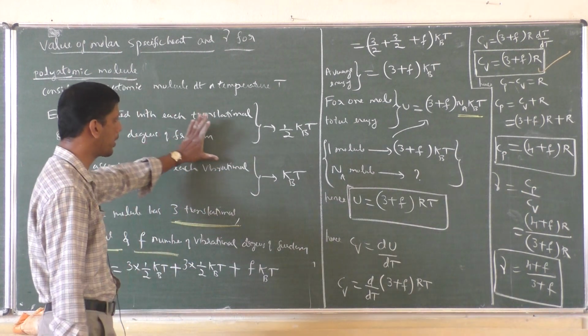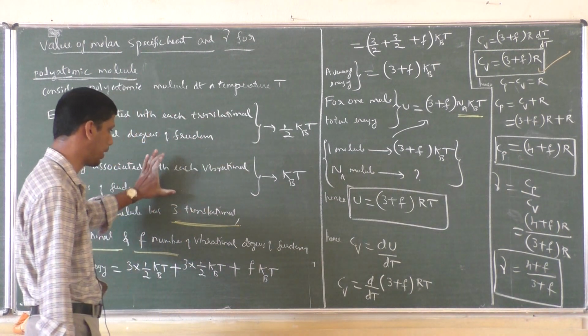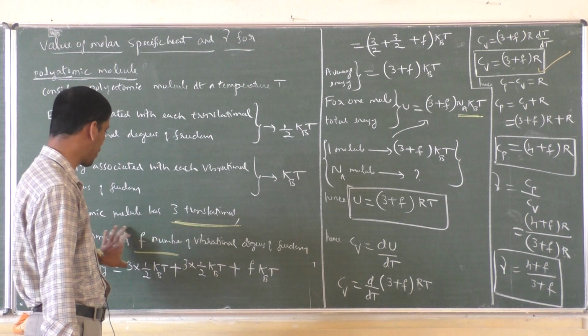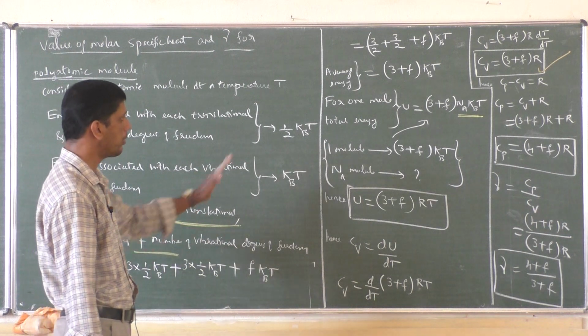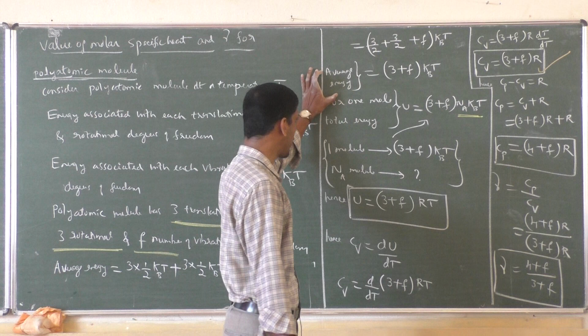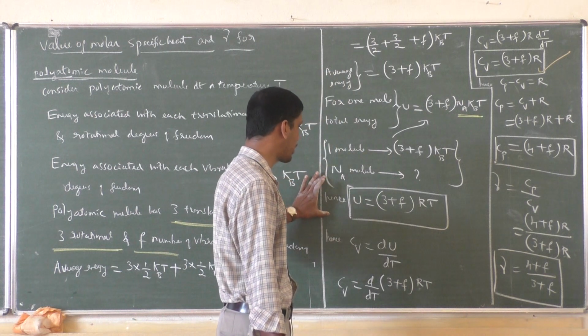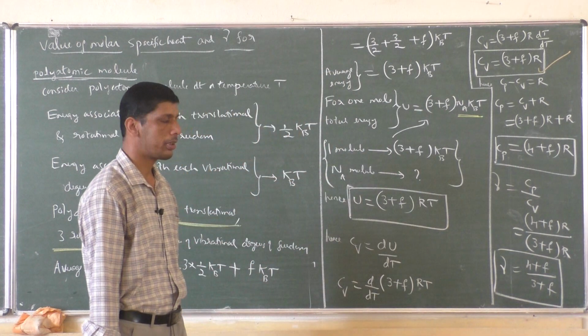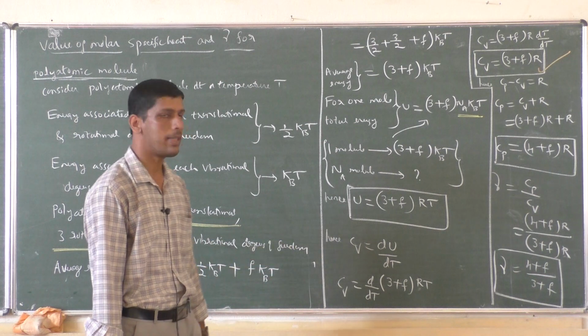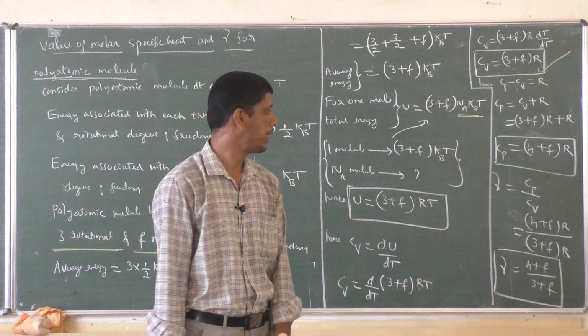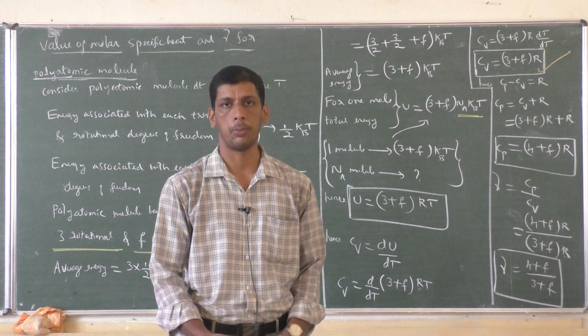We have to remember how much energy each degree of freedom carries and how many degrees of freedom there are. If that is clear, then first of all we have to calculate the average energy, and afterwards the total energy for 1 mole, and Cp as well as Cv. So this is the way of obtaining Cp, Cv as well as gamma for the polyatomic molecule.